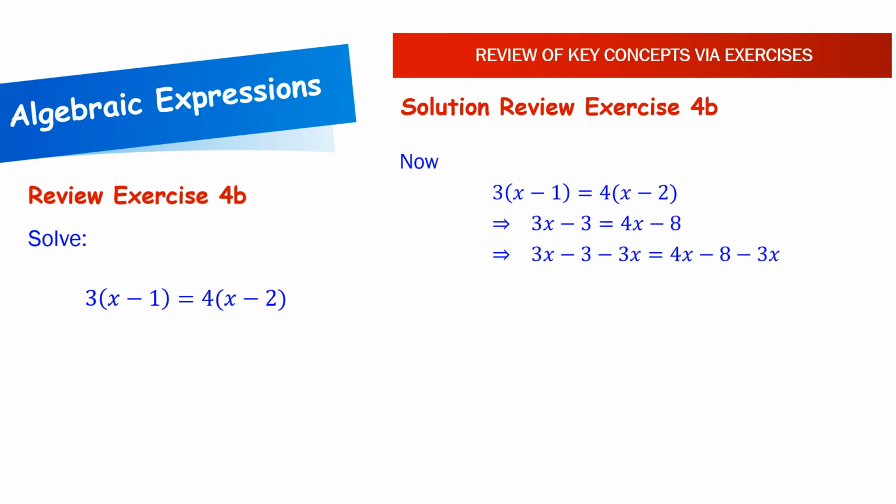So as before, we're going to try and ensure that all the x's are on one side and all the constants are on the other. So we subtract 3x from both sides, as shown. And then tidying up gives us minus 3 is equal to x minus 8.